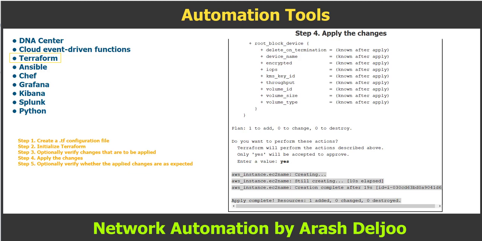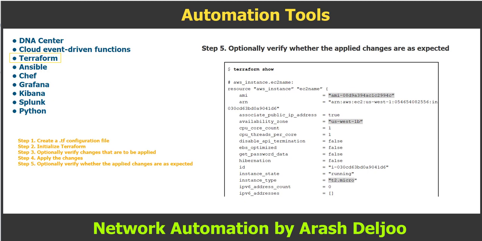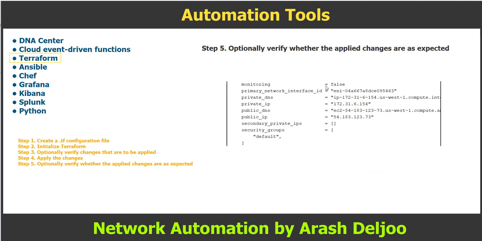Let me go to step 5. Step 5 means optionally verify whether the applied changes are as expected. With the terraform show command, here you can see whether the applied changes are as expected or not. Here you can see, for example, some of the configuration that we did before with this tool. This is the next page, monitoring false and some other information.